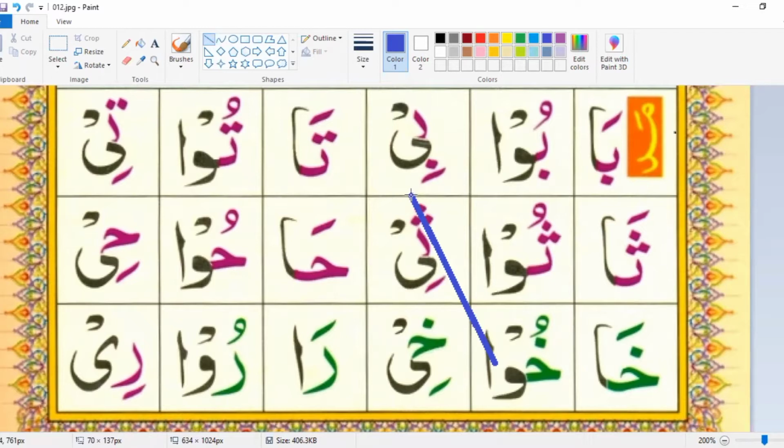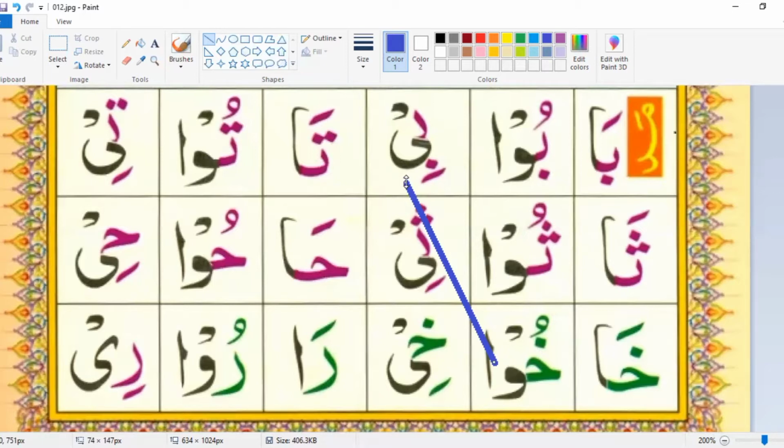The question is here, what is Sakin letter? Whenever Jazm sign comes on the top of any letter, that letter becomes Sakin letter. We call it Sakin letter. So here Waw has got Jazm sign, so this is Waw Sakin. And here Ya has got Jazm sign, this is Ya Sakin. Is it clear now? Yes. So whenever Jazm sign comes on the top of any letter, that letter becomes Sakin letter.